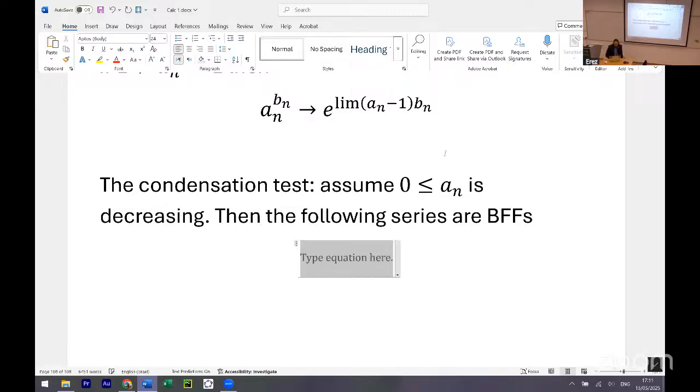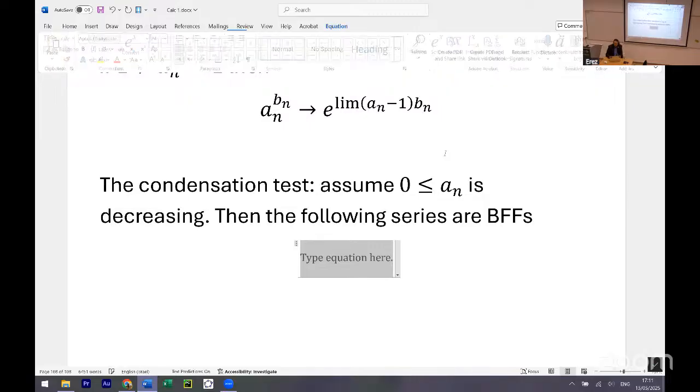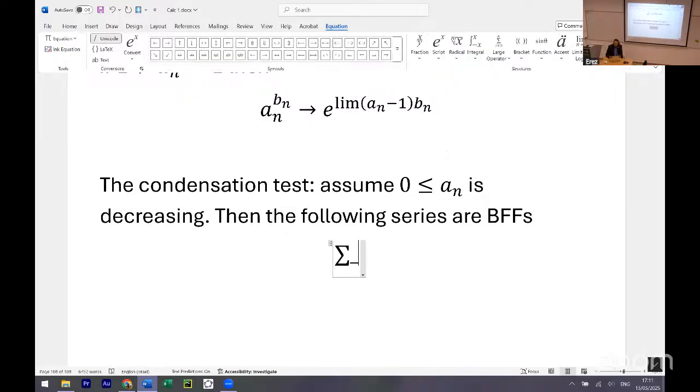So the first series is the original sigma of a_n. And the second one is, hold on tight, 2 to the power of n times a, with index 2 to the power of n.